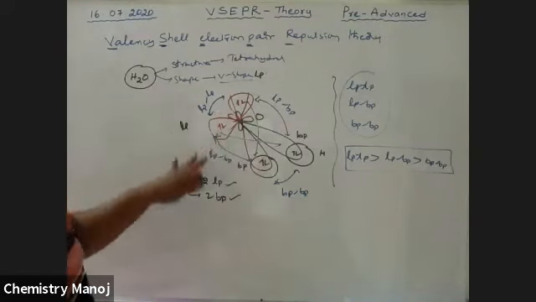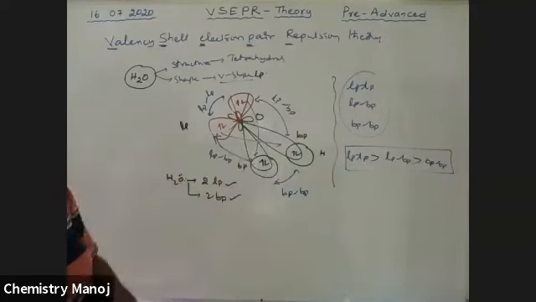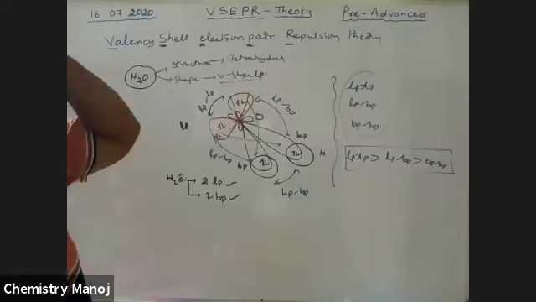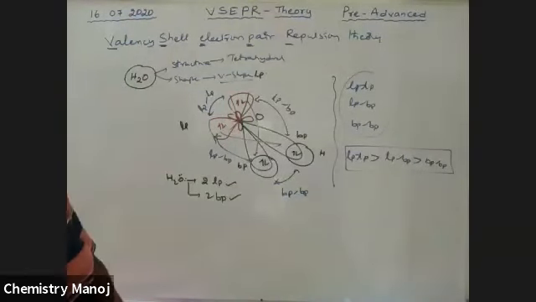Okay, so this is about why the water molecule has V shape, and why the ammonia molecule has pyramidal shape. All these are due to the repulsions.